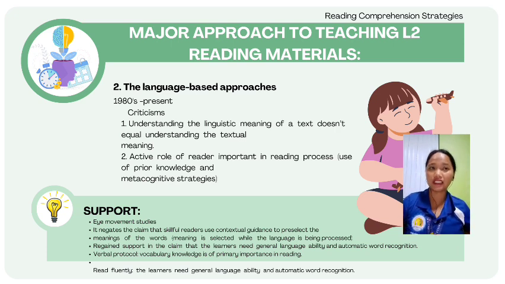Instead, meaning is selected dynamically while the reader is processing language in real time. This challenges earlier claims that proficient readers anticipate word meanings using prior knowledge or surrounding context. Instead, reading comprehension primarily depends on linguistic competence, including automatic word recognition and grammatical processing. Moreover, eye movement studies reinforce the idea that general language ability and rapid word recognition are essential for fluent reading.